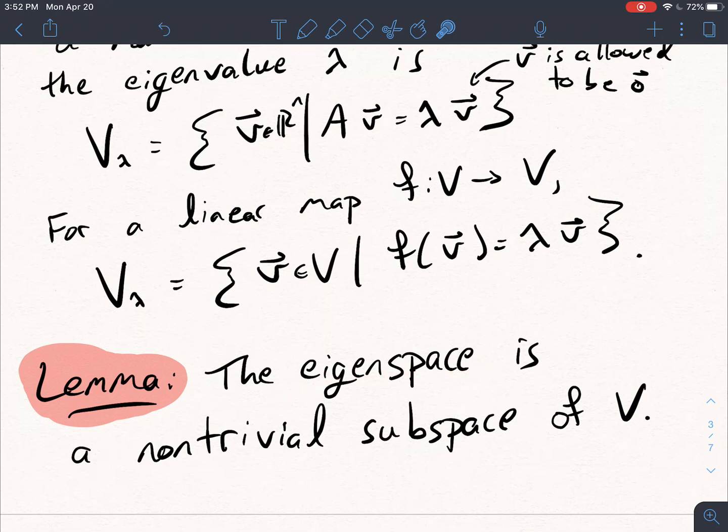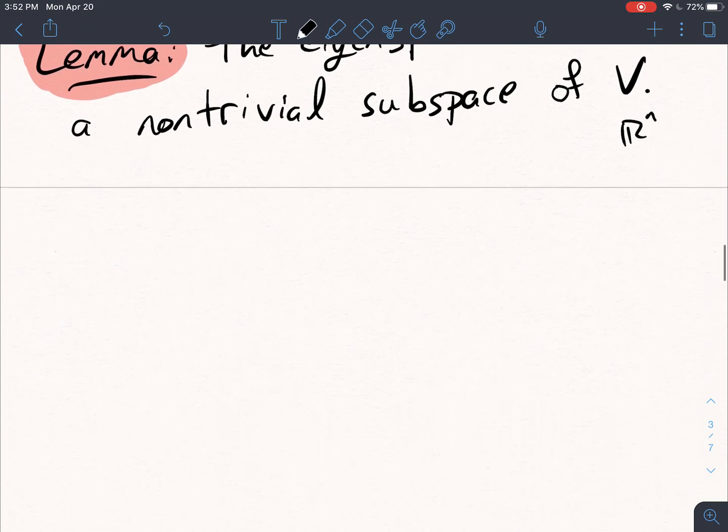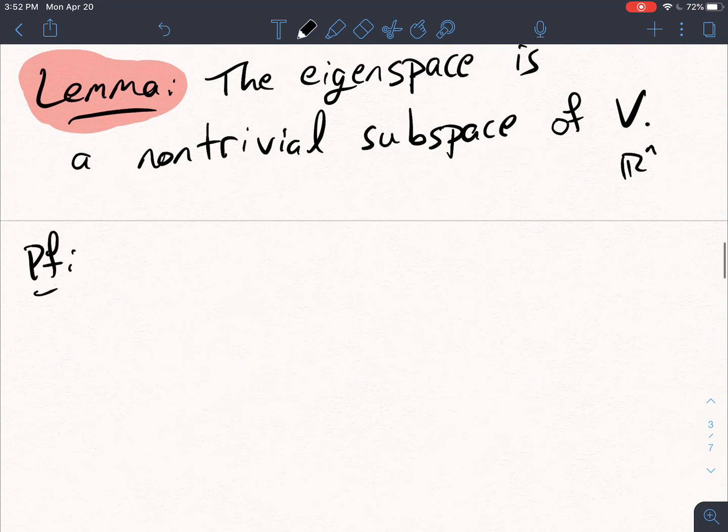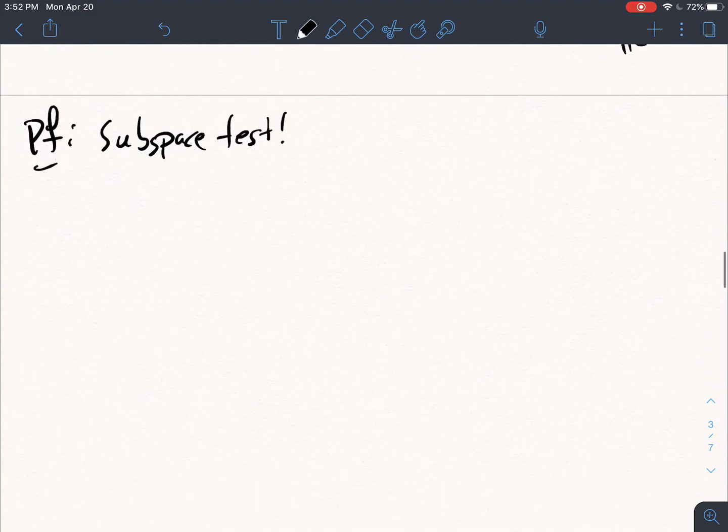So anyway, the lemma that goes along with this, so I called it an eigenspace, and the reason for the naming is because it is actually a vector space in and of itself. So the lemma says that the eigenspace is a non-trivial subspace of the vector space V. V could be Rn. If you're doing this for matrices, that's also totally fine. Doesn't really matter. So what's the proof of this? How do I show that something is a subspace of a vector space? Well, I could just do the subspace test. You remember that, hopefully. So what do I have to do to show that the subspace test holds?